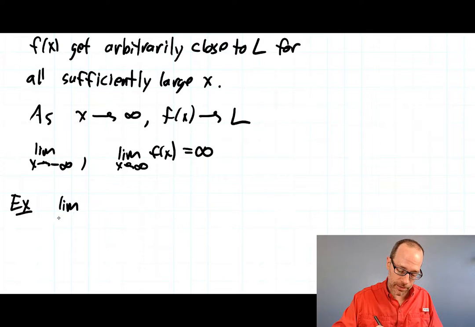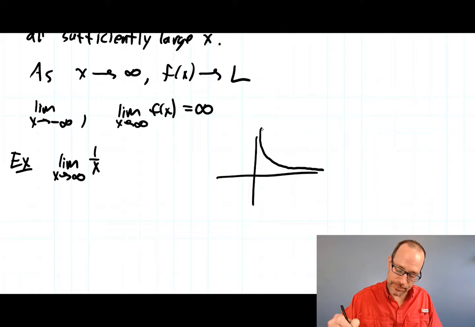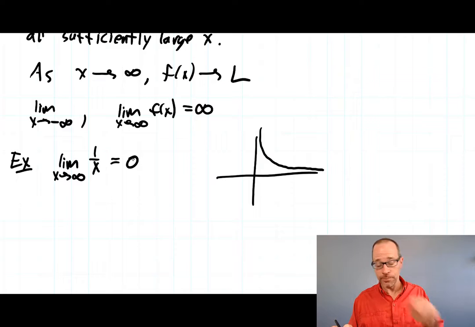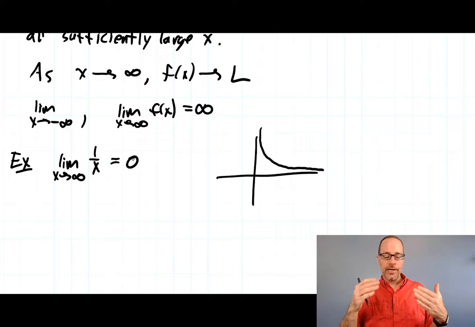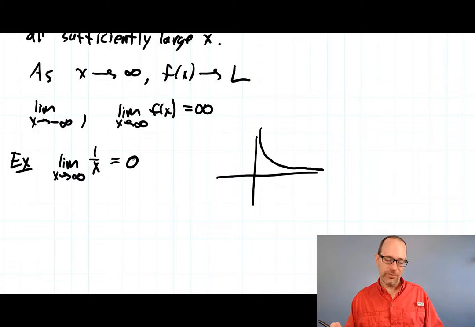You can look at the limit as x goes to infinity of 1 over x. So how do you figure that out? Well, in this case, it's helpful to know that 1 over x looks like this. And from the picture, you can see that the answer should be 0. In other words, as you make that denominator bigger and bigger and bigger, 1 over x gets smaller and smaller and smaller.